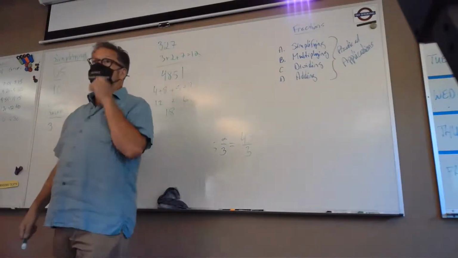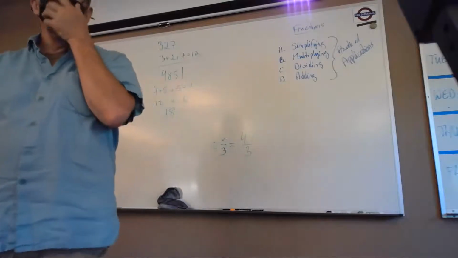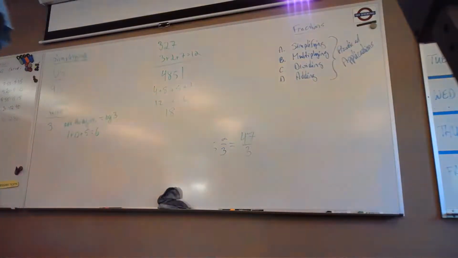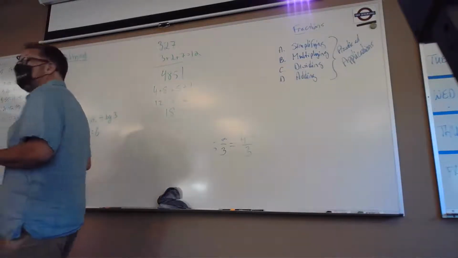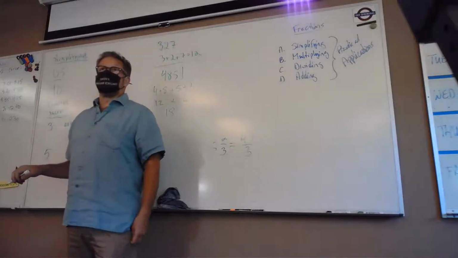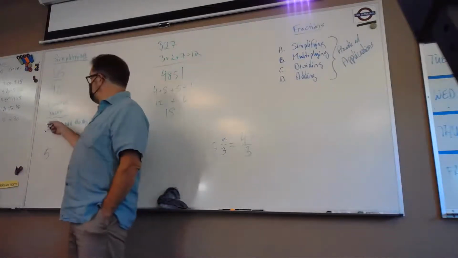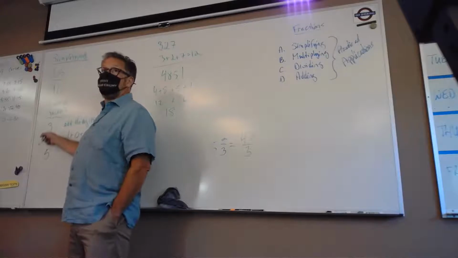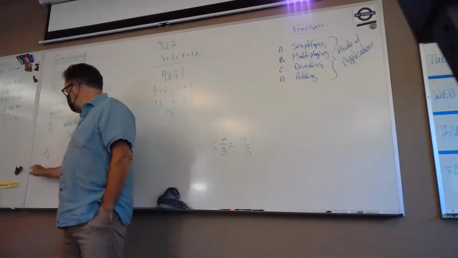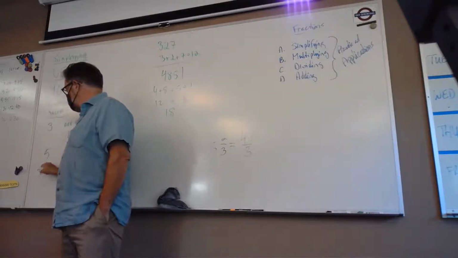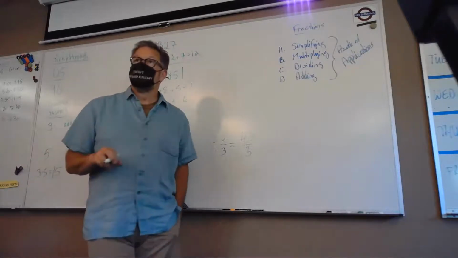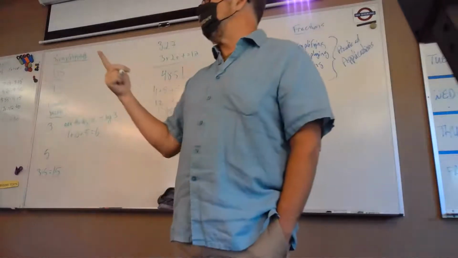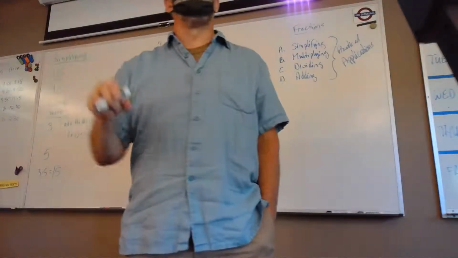What else obviously goes into 105 and 90? 5. Here's another little trick. If two things go into a number, then their product also goes into the number. So 3 goes in and 5 goes in, then 15 must go in.